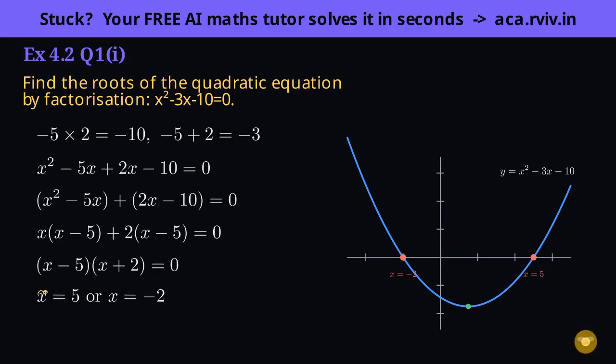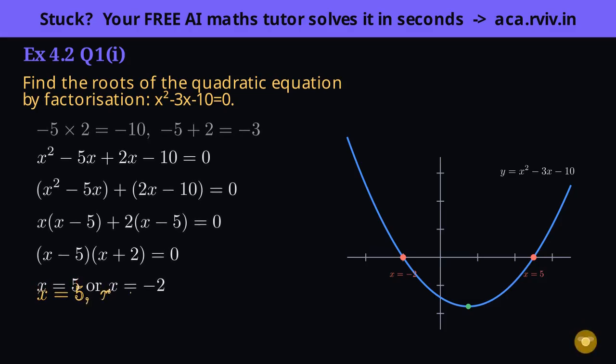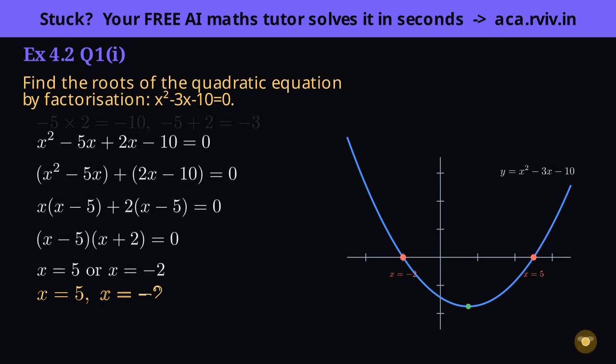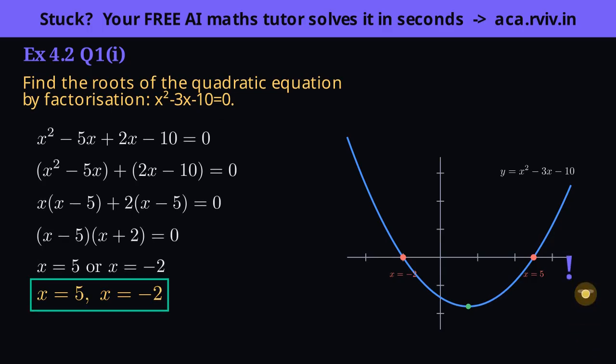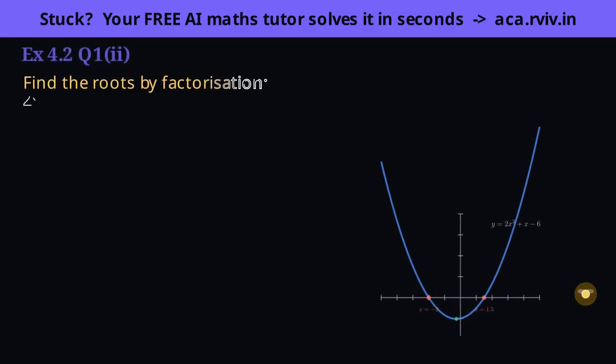A handy shortcut worth noticing. When the leading coefficient is 1, the two split numbers are exactly the constants inside the two brackets, just with flipped signs, so here minus 5 and plus 2 give roots 5 and minus 2 directly. A leading 2 just means the split uses a times c, not c. Here's the one adjustment when the leading coefficient isn't 1.